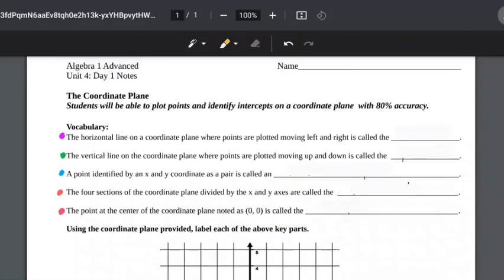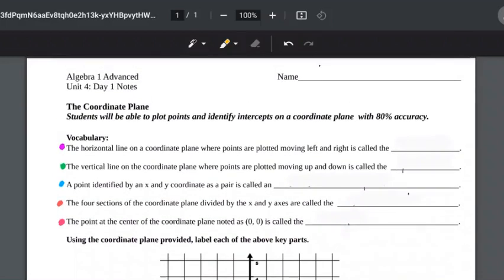Hey everyone, welcome into Unit 4, Day 1 Notes. Our goal for this day of notes is that students will be able to plot points and identify intercepts on a coordinate plane with 80% or more accuracy.